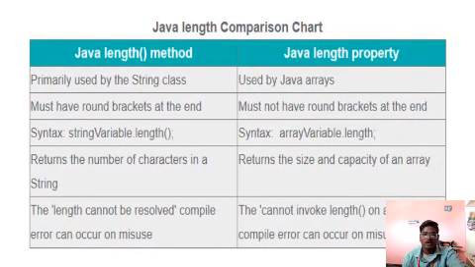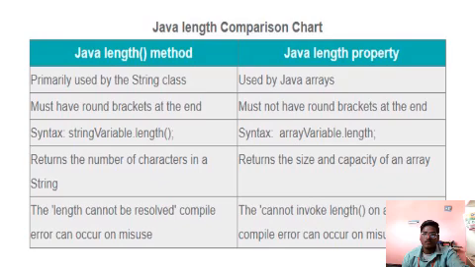Differences between the Java length method and the Java length property. Java length methods are primarily used by the String class and must have round brackets at the end. Syntax: string variable dot length(); it returns the number of characters in a string. If misused, a compile error can occur, such as length cannot be resolved.